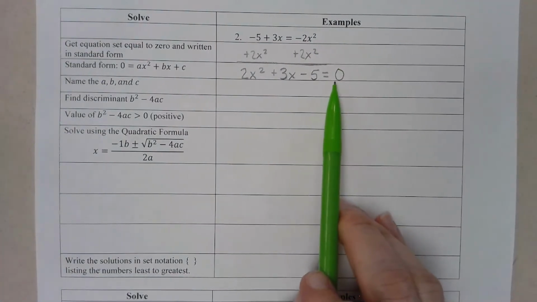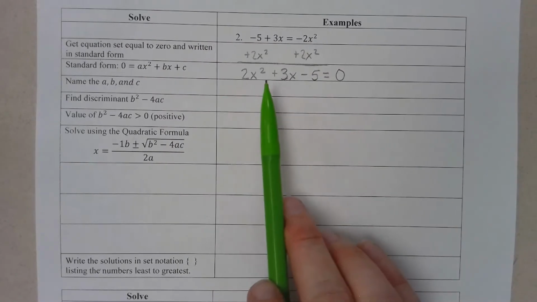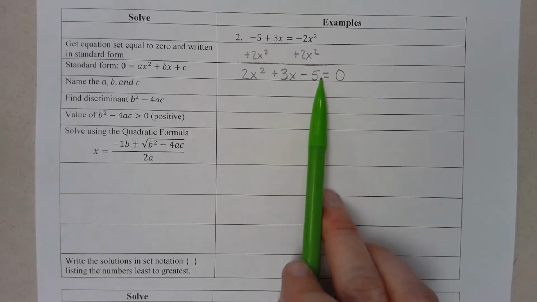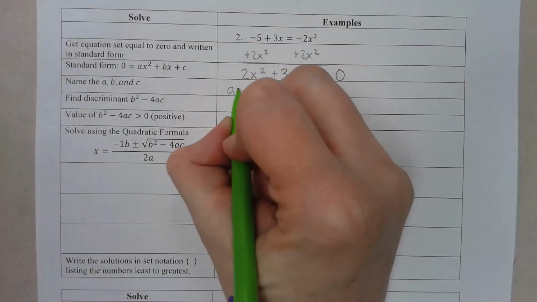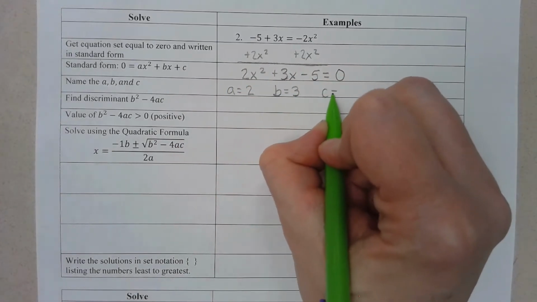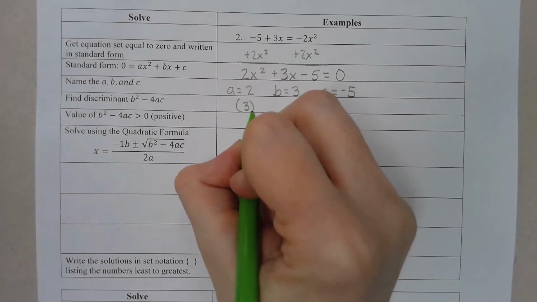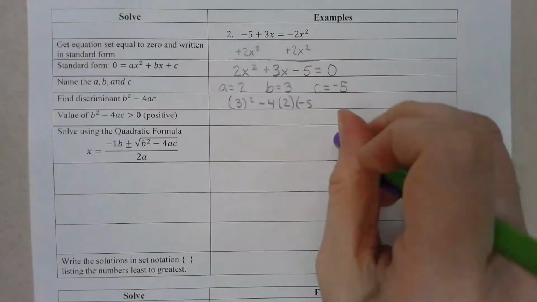If you prefer to have your equal 0 on the front of your problem on the left side, feel free to write it first. But what is important is that we have all three terms, A, B, and C, in order set equal to 0 before we can go on and actually name our A, B, and C. A equals 2, B equals 3, and C equals negative 5. So we can use those to find our discriminant. So we have b squared minus 4 times a times c.